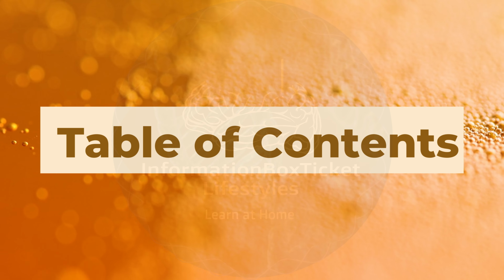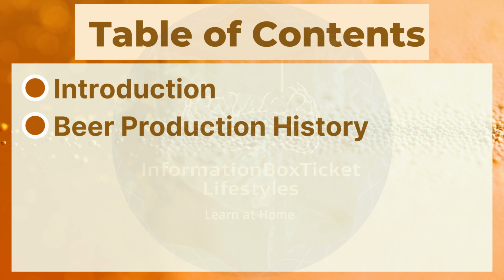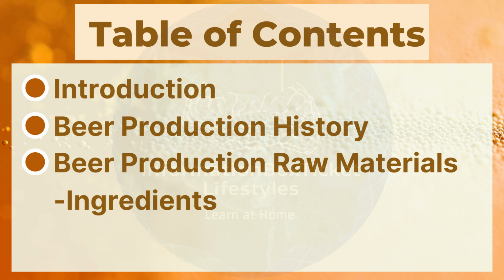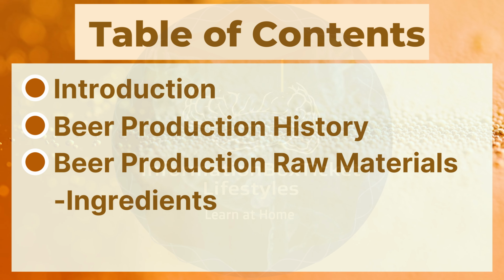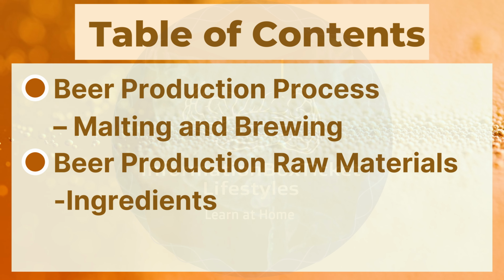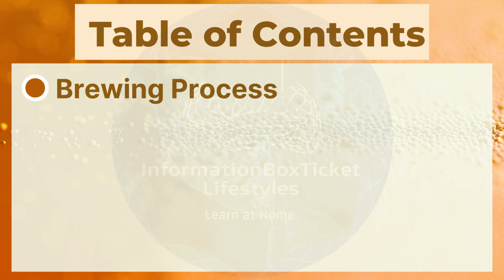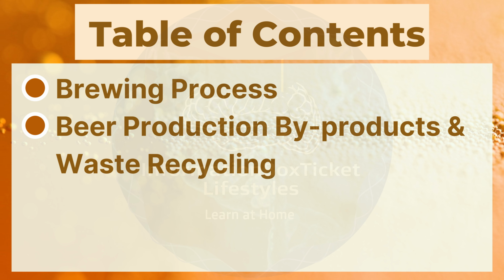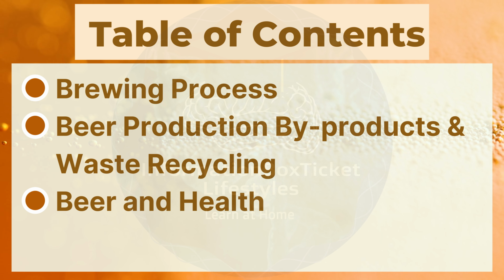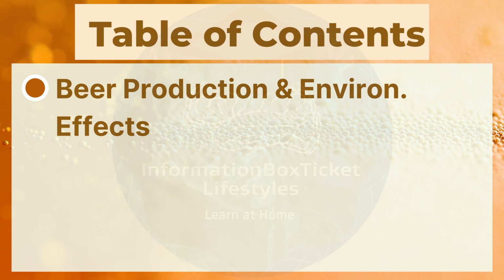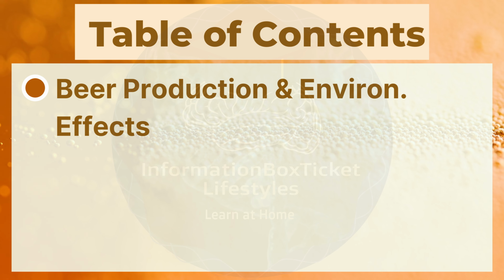Table of contents. Introduction. Beer production history. Beer production raw materials ingredients. Beer production process, malting and brewing. Malting process. Brewing process. Beer production byproducts and waste recycling. Beer and health. Beer production and environmental effects. Conclusion.